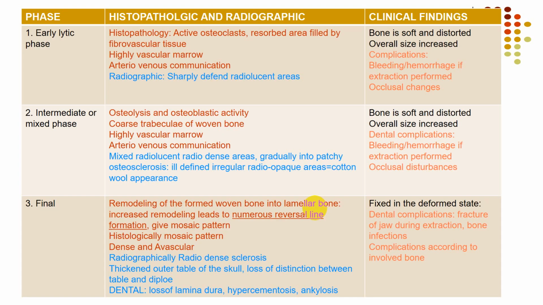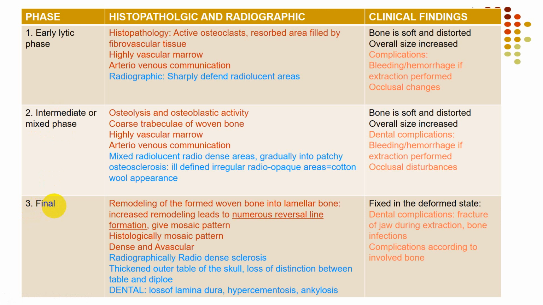Here I summarized for you most of the features of the phases of Paget's disease of bone. Paget disease of bone has three phases. One, the early lytic phase. Phase number 2, the intermediate or mixed phase. And phase number 3 is the final, late, or end stage. So at least you want to have three phases: early, intermediate, and final.